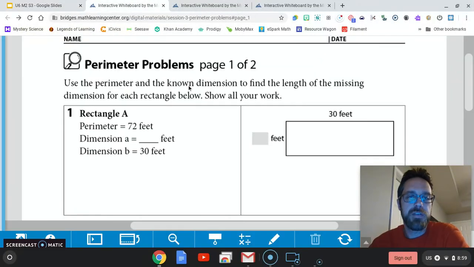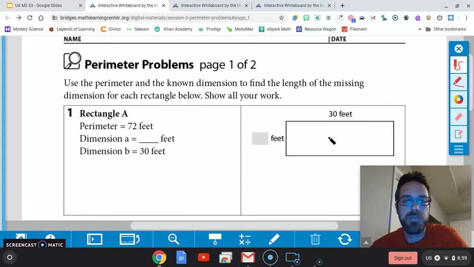Let's look at our first problem, dealing with a perimeter problem, and it says use the perimeter and the known dimension to find the length of the missing dimension for the rectangle shown below. Show all your work. So if we look, let's figure out what we know. It has a total perimeter of 72 feet. We're missing one dimension, and we know the other dimension is 30 feet.